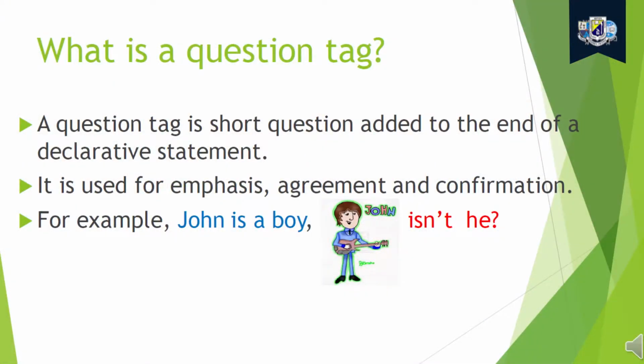A question tag is a short question that is added to the end of a declarative statement for confirmation or agreement. What that means is that if I make a statement and you are not clear, or you want to be sure, or I want to be sure that you agree with what I have said, I need to ask a question at the end of it in order to elicit your response.